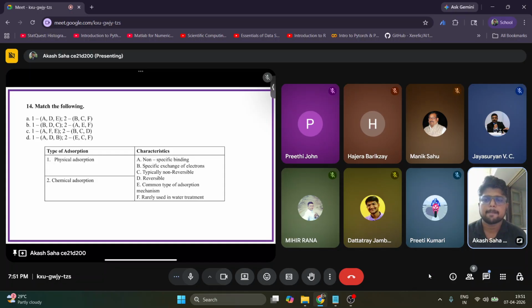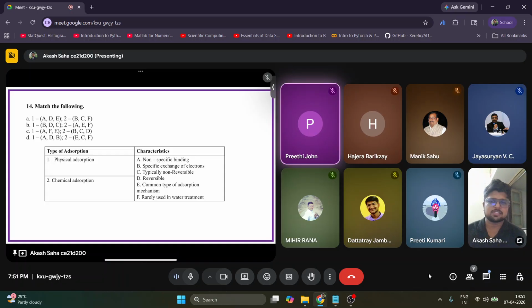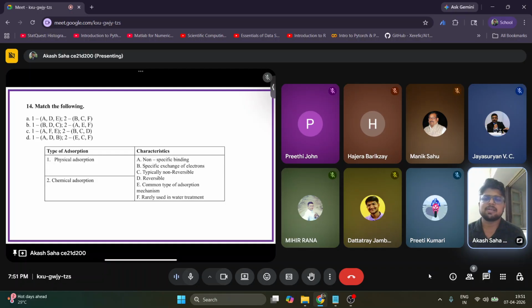For physical adsorption, we know it is reversible, definitely. It's a common type of adsorption mechanism. And if it is common and reversible, it is non-specific binding. It won't be very specific. Coming to chemical adsorption, it is specific, with exchange of electrons, maybe some pi-pi bonding. Typically it is non-reversible and rarely used in water treatment. Most adsorptions are mainly physical adsorption. So option A is the correct answer.